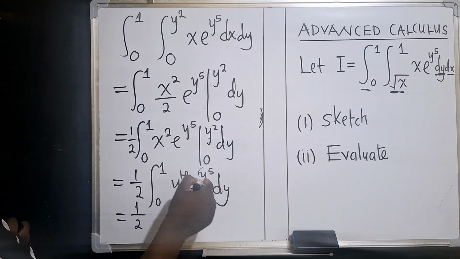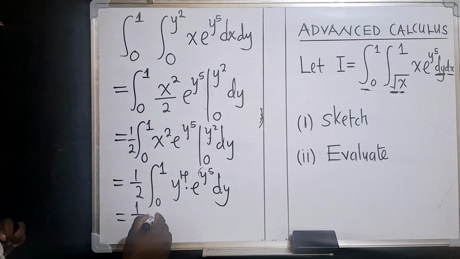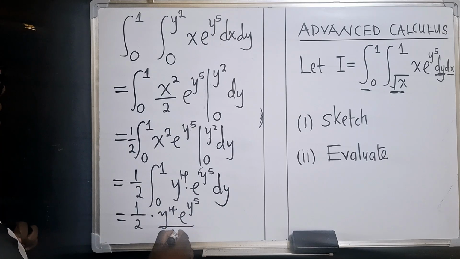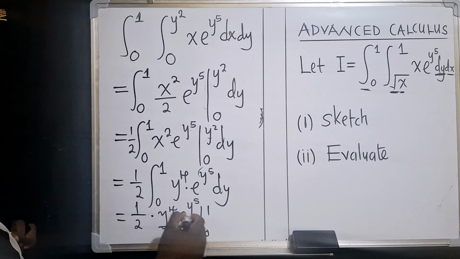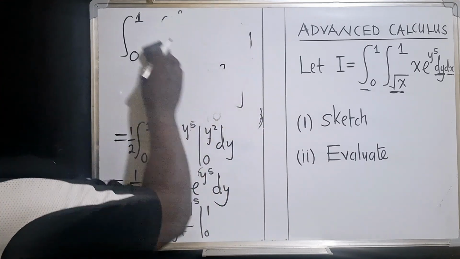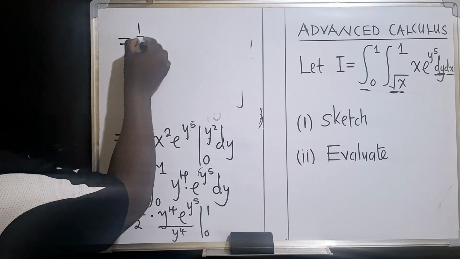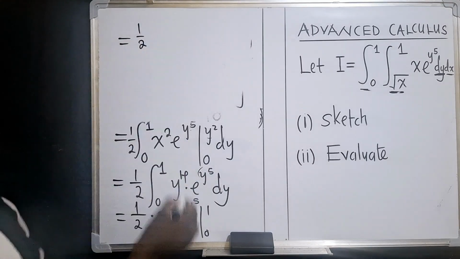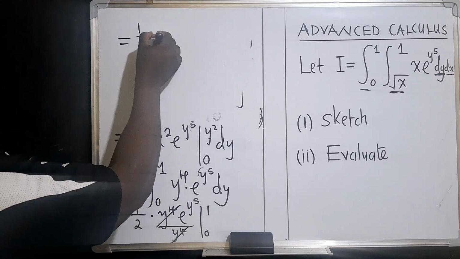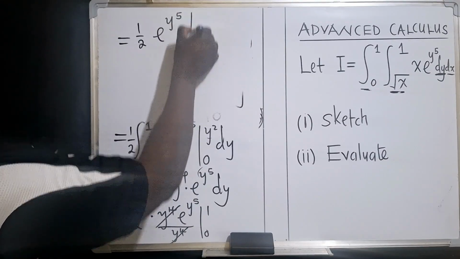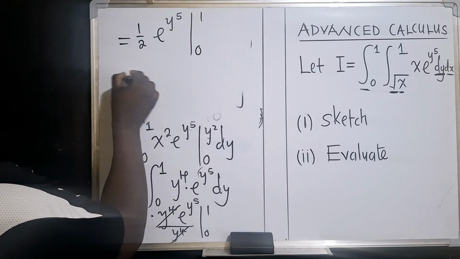We're going to use substitution at this point, so it will give us something like this. This is what we are going to get right over here. So now from this stage, let's clean up. We've got 1 over 2, then this and this will cancel. We shall remain with e power y power 5, then the limits 0 to 1.